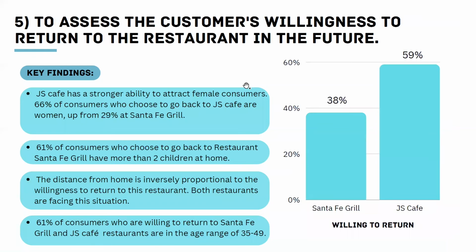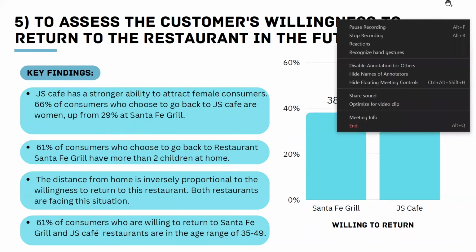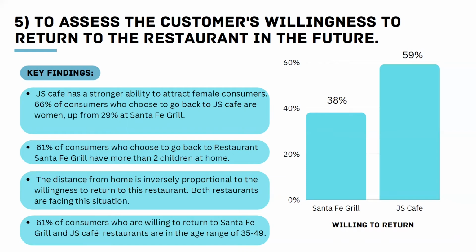Moving on to the fifth question, to assess the customer's willingness to return to the restaurant in the future. Respondents were asked to provide how willing they are to return to the restaurant in future. The findings were, as we can see in the graph, the proportion of female customers in JS Cafe who are willing to return to the restaurant are greater than the overall proportion of restaurant Santa Fe Grill.